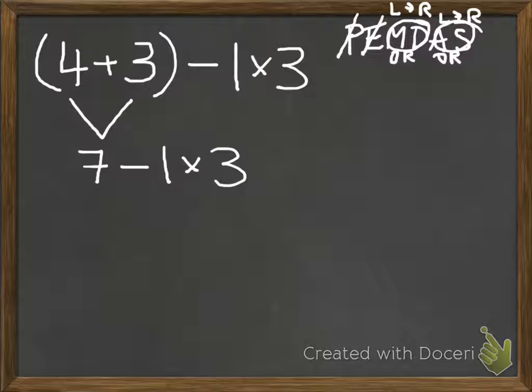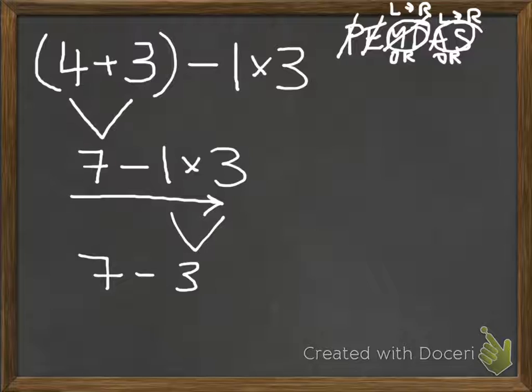These are two phrases that you will hear over and over again. One step at a time, rewrite the expression. There are no exponents, so next I look at my multiplication and division. I start on the left, just like when I'm reading a book, and I move to the right, looking for any multiplication or division. I see 1 times 3. 1 times 3 is 3. Now I rewrite the expression.